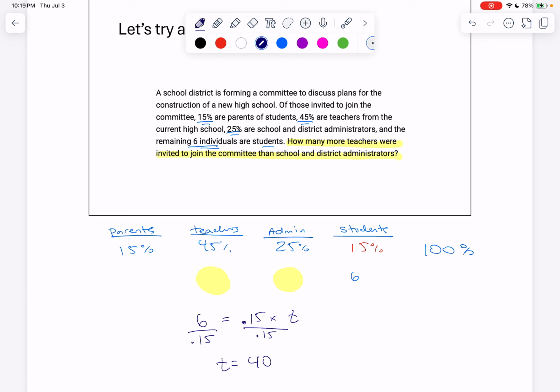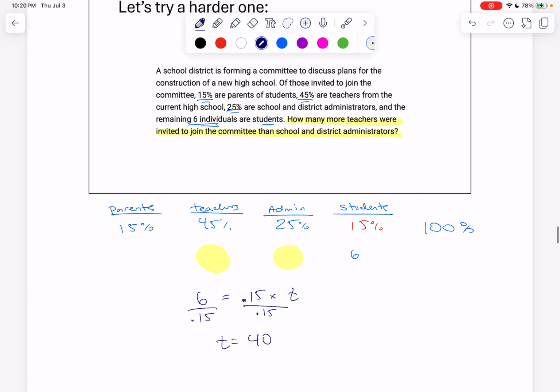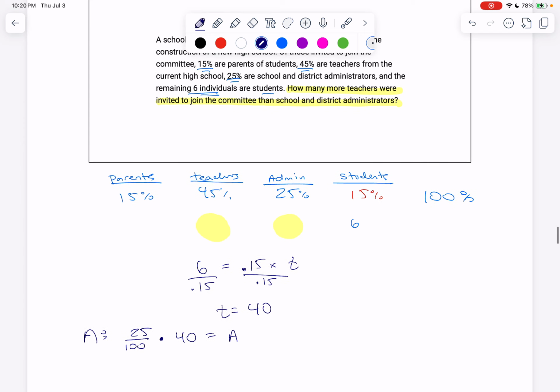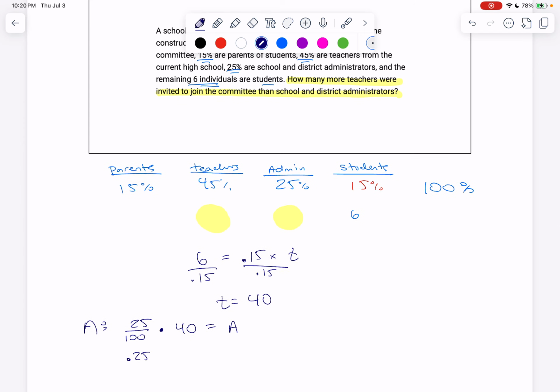Now I can say, well, I know the administrators are 25% of the total. So I can say 25% of the total is the admin. Well, that's something I can punch out on my calculator. We'll make it a decimal, 0.25 times 40, what's that gonna be? It's 10. So our administrators, there are 10 of those.